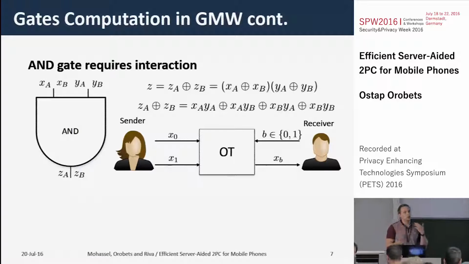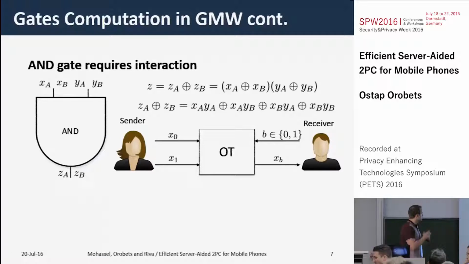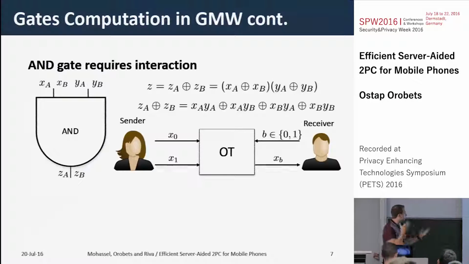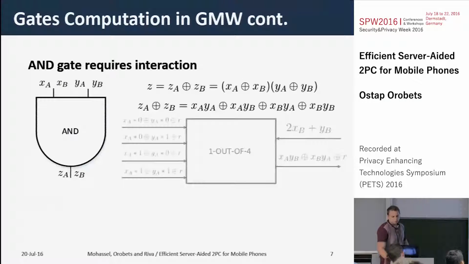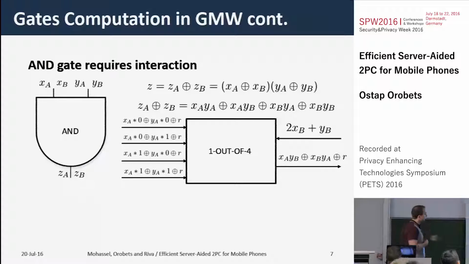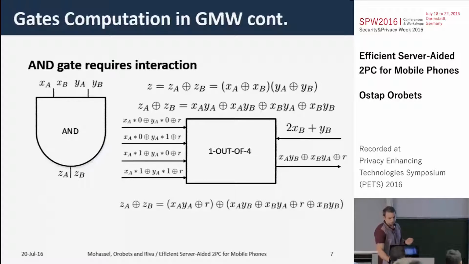It's typically solved by using oblivious transfer. It's a protocol. The general overview of it is we have two parties, a sender and a receiver. The sender holds two bits x0, x1, and the receiver has his choice bit b. By the end of this protocol, the receiver gets the bit xb, but doesn't know anything about the other one, and the sender doesn't know which bit the receiver chose. By performing what's called 1 out of 4 oblivious transfer, we can compute the AND gate.